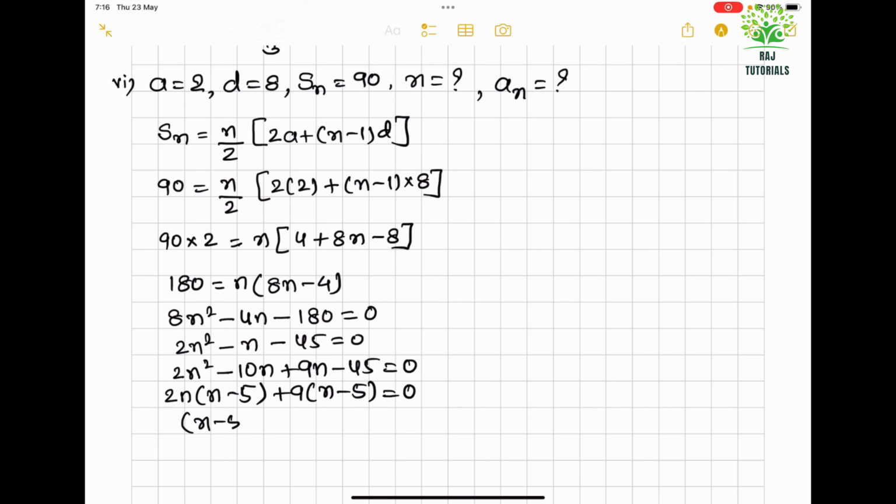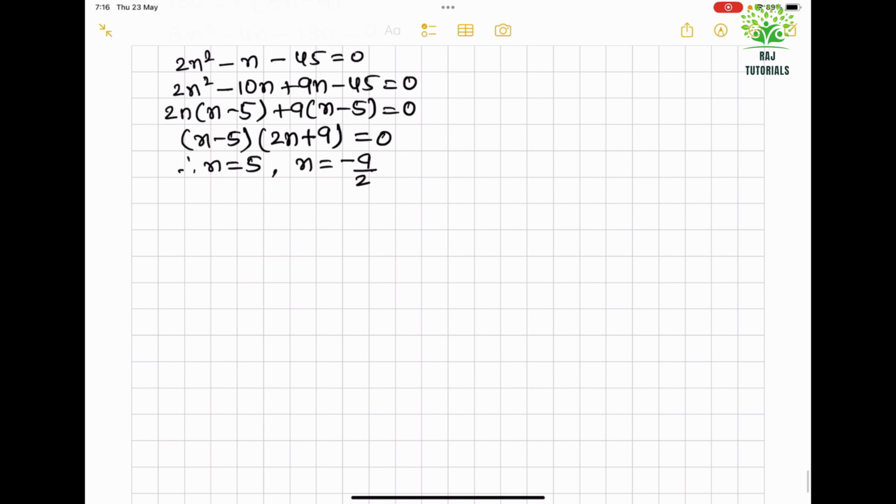So either n minus 5 or 2n plus 9 equal to 0. So therefore either n equal to 5 or n equal to minus 9 by 2. So therefore n will be equal to 5 as it is positive, only solution.